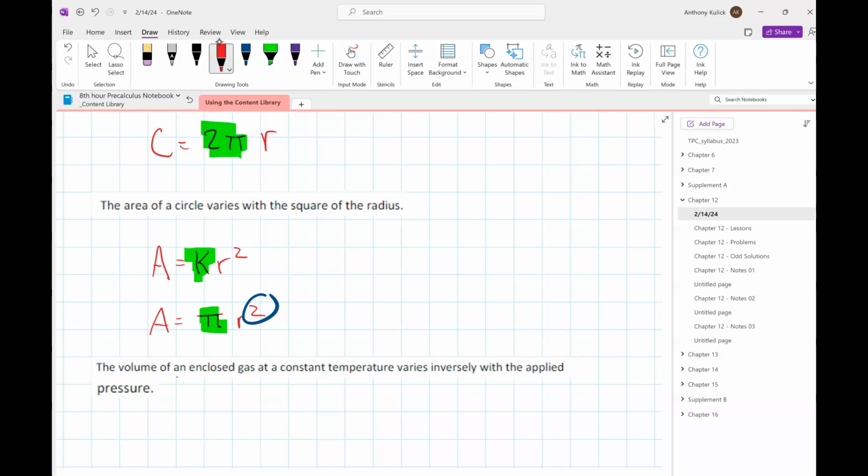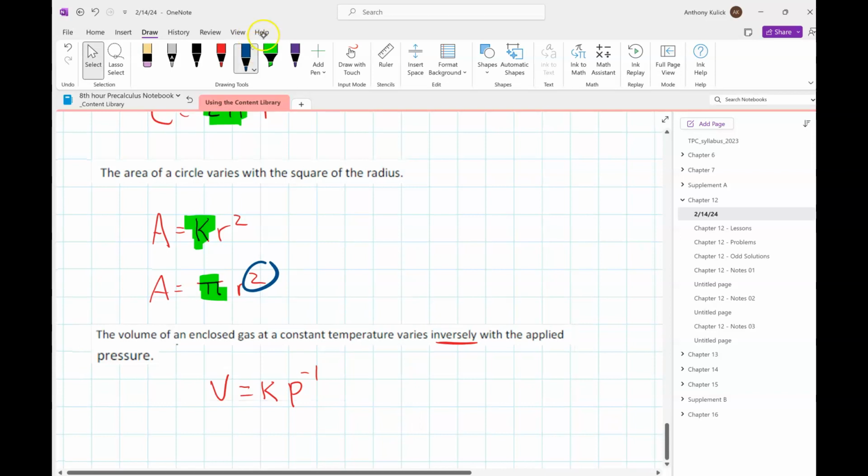All right. So let's say the volume of a gas at a constant temperature varies inversely with the applied pressure. What power is inversely going to mean? -1. Yeah, good. So again, constant of variation, power. Everybody feel okay doing this? It's not bad, right? You just take a little bit of practice, getting used to the vocab.